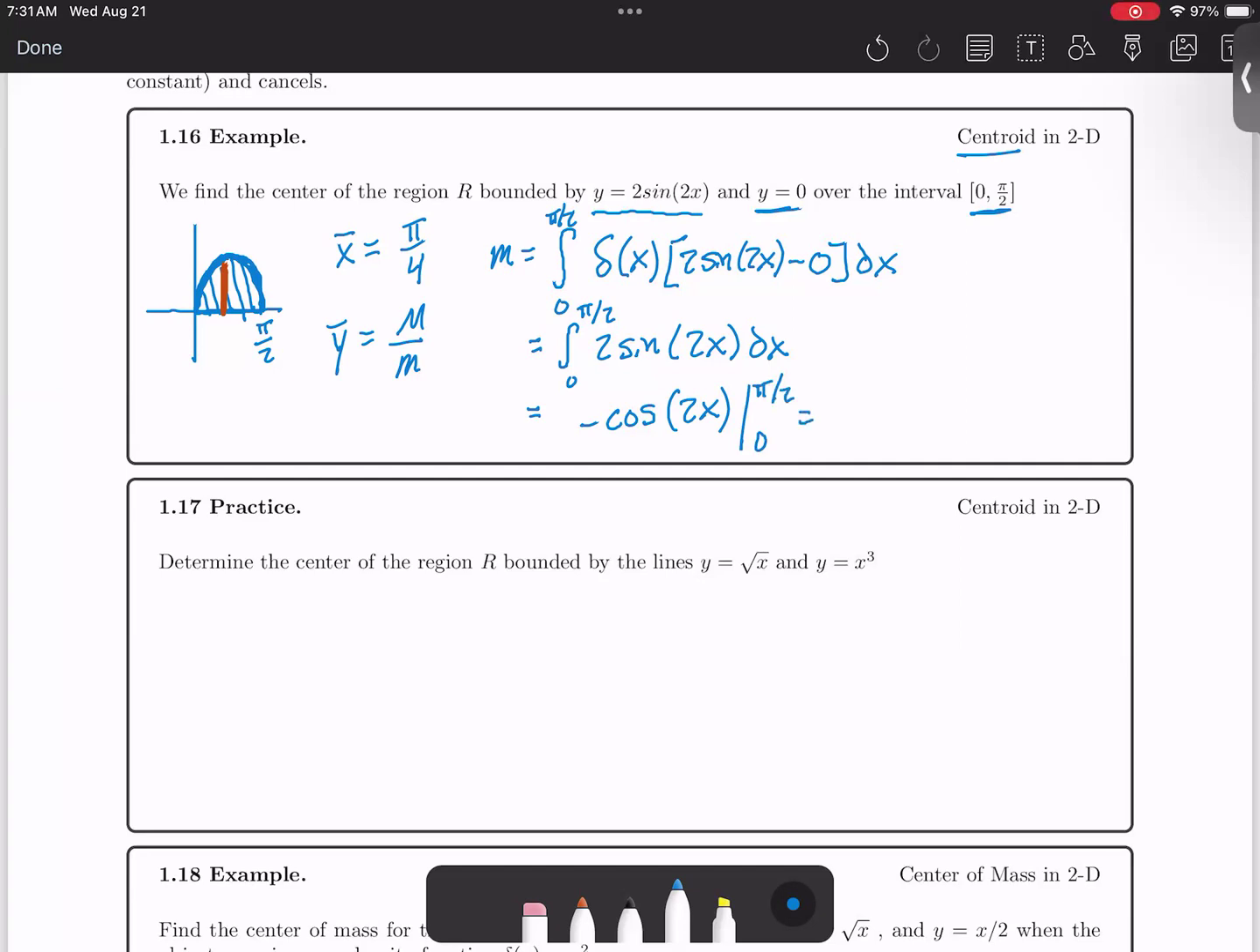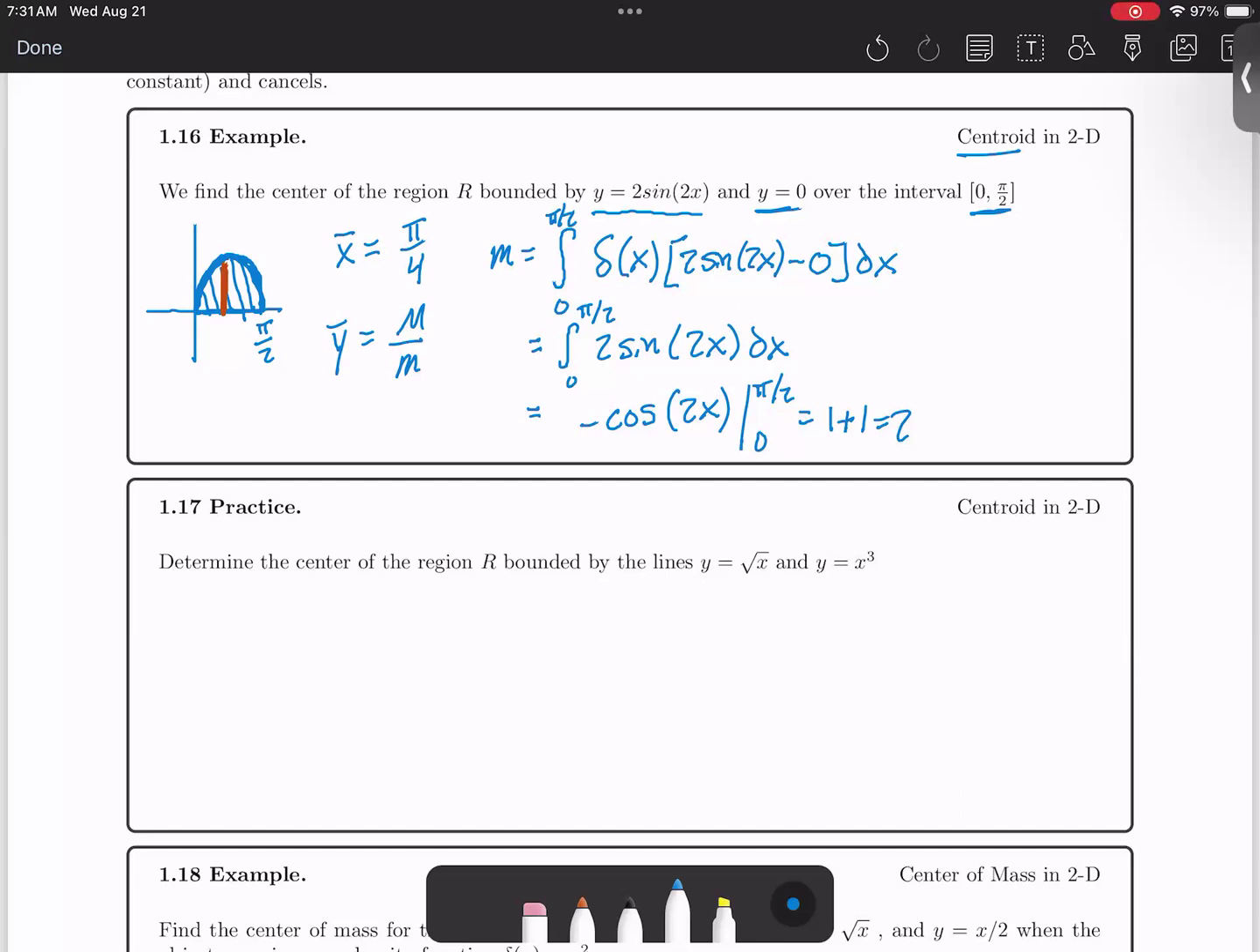So take pi over 2, plug it into this antiderivative, take 0 into this antiderivative, find the difference. You're going to get 1 plus 1, or a total mass of 2. All right, or in fact here, because our density function was a constant 1, you can think of this as total area. That's effectively what we just did. The area of the shape is 2.